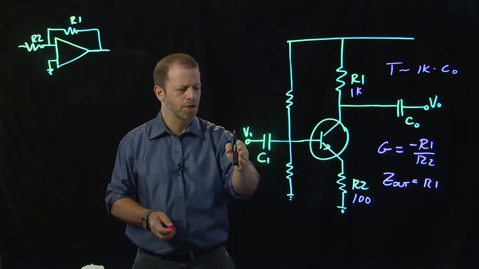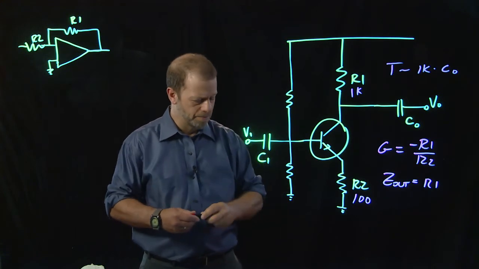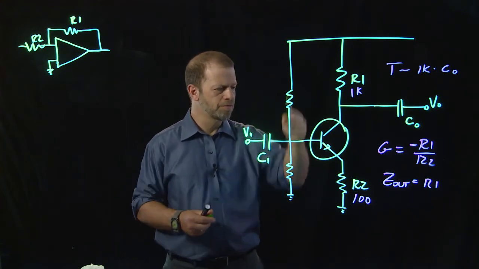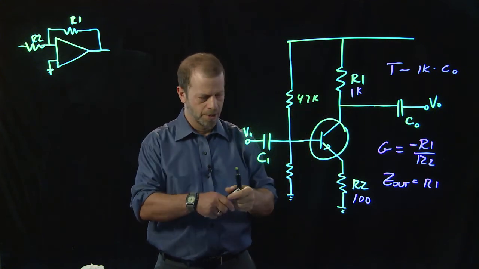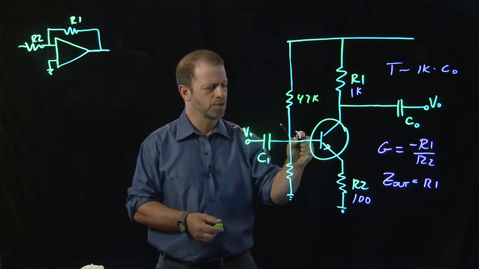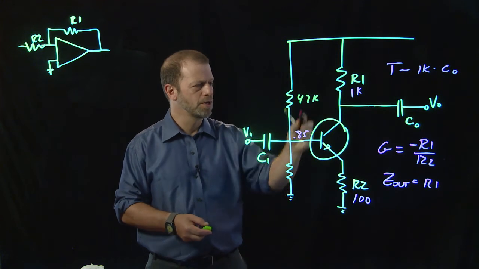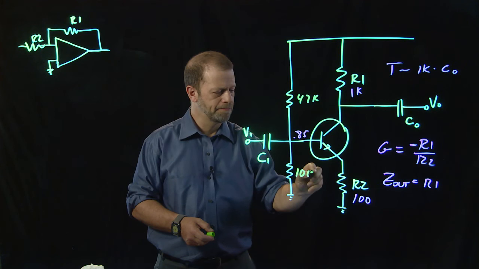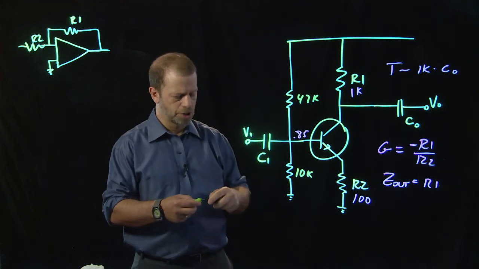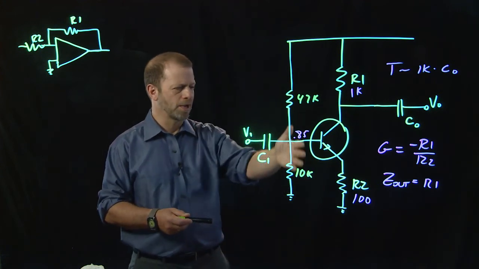Likewise, the input is also AC coupled. Here, the input impedance is the lower of these two, and a good pair here that gave us the desired 0.85 volts that we wanted, a good pair here was 47K and 10K. That gave us about the right voltage here. The input impedance is now like 10K.